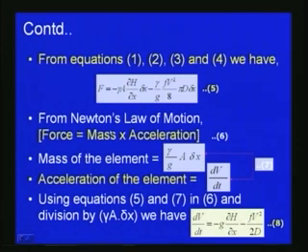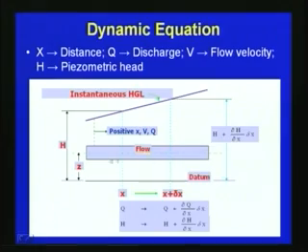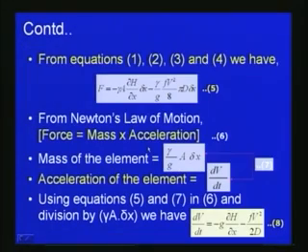So, here if we use Newton's law of motion, we can write force is equal to mass into acceleration. So, the mass of the element of the fluid between section 1 and 2 is equal to gamma by g into A into delta x. We consider that between section 1 and 2 the distance is delta x. So, gamma by g into A into delta x, and then the acceleration is considered. We can write the acceleration of the element as dv by dt.